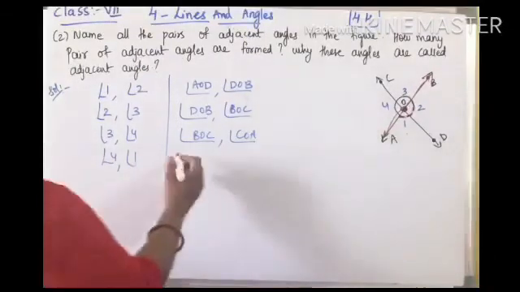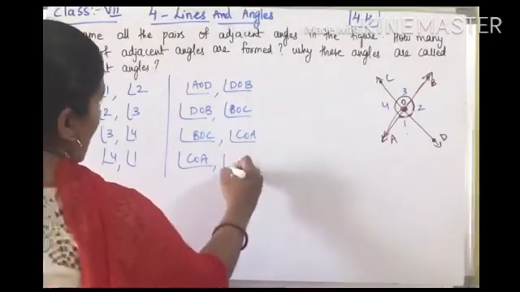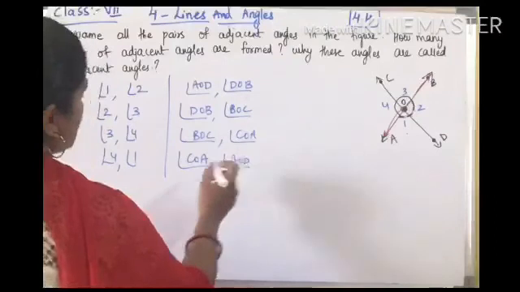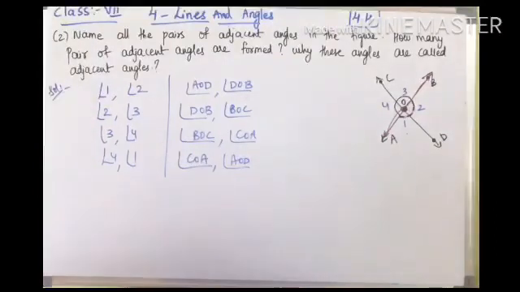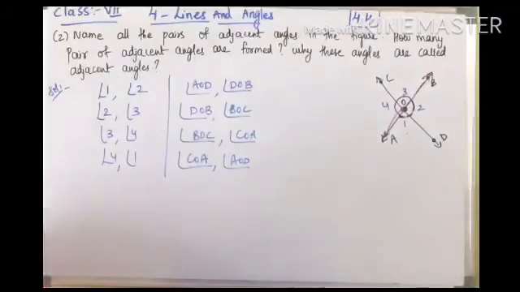Next, what is 4? COA. Then what is 1 here? Angle AOD. So COA and AOD form a pair of adjacent angles, right? And in the question, how many pairs of adjacent angles are formed?